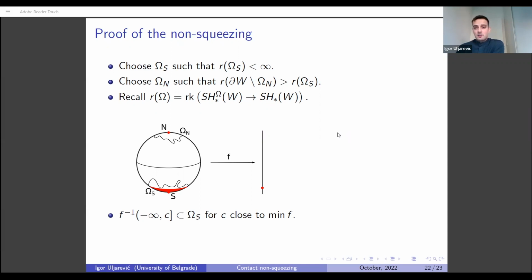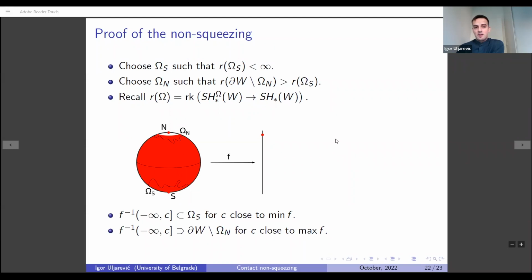As the value approaches the maximum of F, eventually the sublevel set will contain the complement of omega N. And in this case, the rank of the sublevel set will be bigger than the rank of the complement of omega N. So this means that the Morse function F has two values for which the sublevel set with respect to one value cannot be contactly squeezed into the other sublevel set.